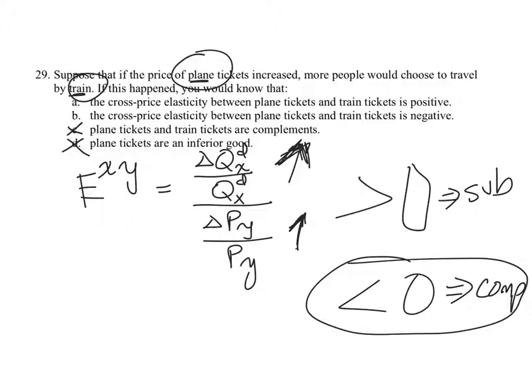Cross price elasticity is negative. Well, that's not right. B and C are the same, by the way. And then A, I'm left with A. Cross price elasticity between plane tickets and train tickets is positive.